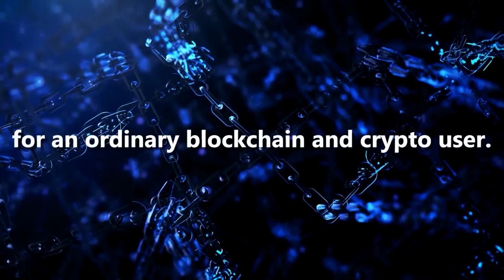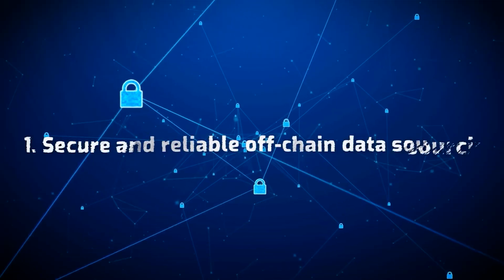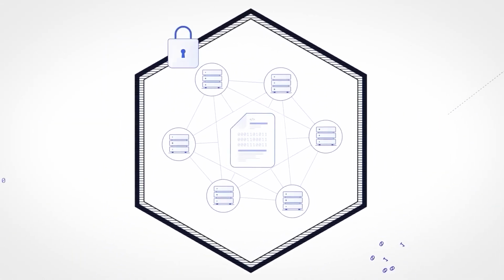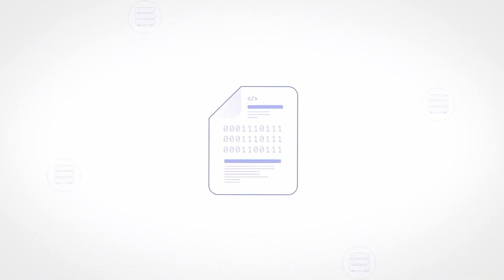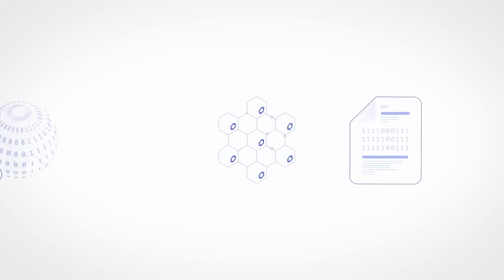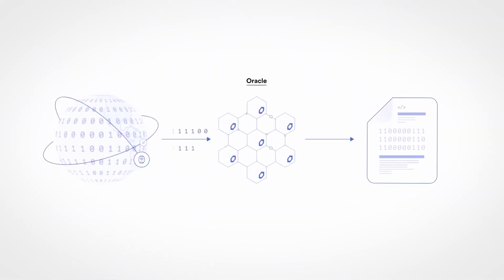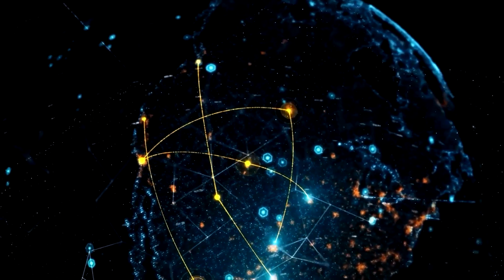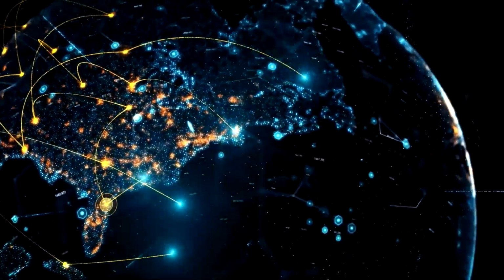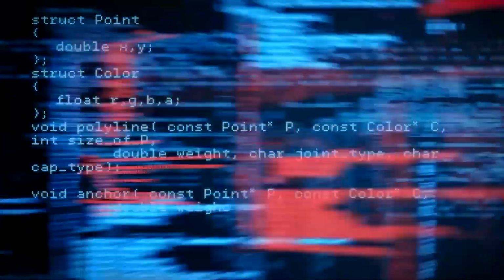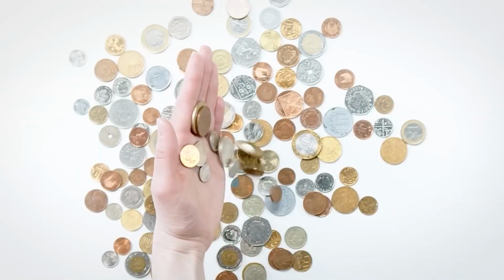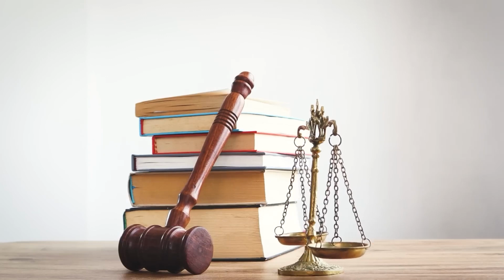Now that we've discussed what Chainlink is and how it works, let's explore the benefits it offers for an ordinary blockchain and crypto user. Number 1. Secure and reliable off-chain data sourcing. Security and reliability of off-chain data are one of the significant benefits that Chainlink offers. As explained above, Chainlink is designed in a way that enables smart contracts to securely access off-chain data without compromising on the trustworthiness of the smart contract or the data. The decentralized network of nodes fetches data from multiple sources on Chainlink to ensure it is accurate and reliable. This approach reduces the risk of incorrect data being used in a smart contract execution, which can have significant financial or legal implications.